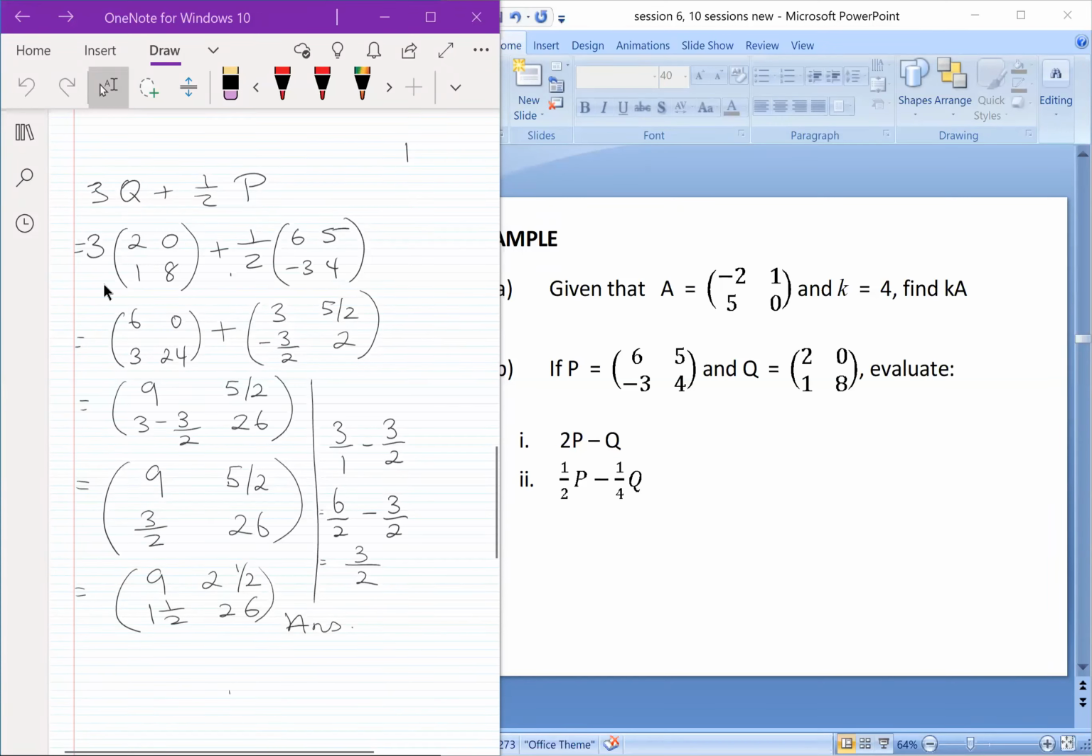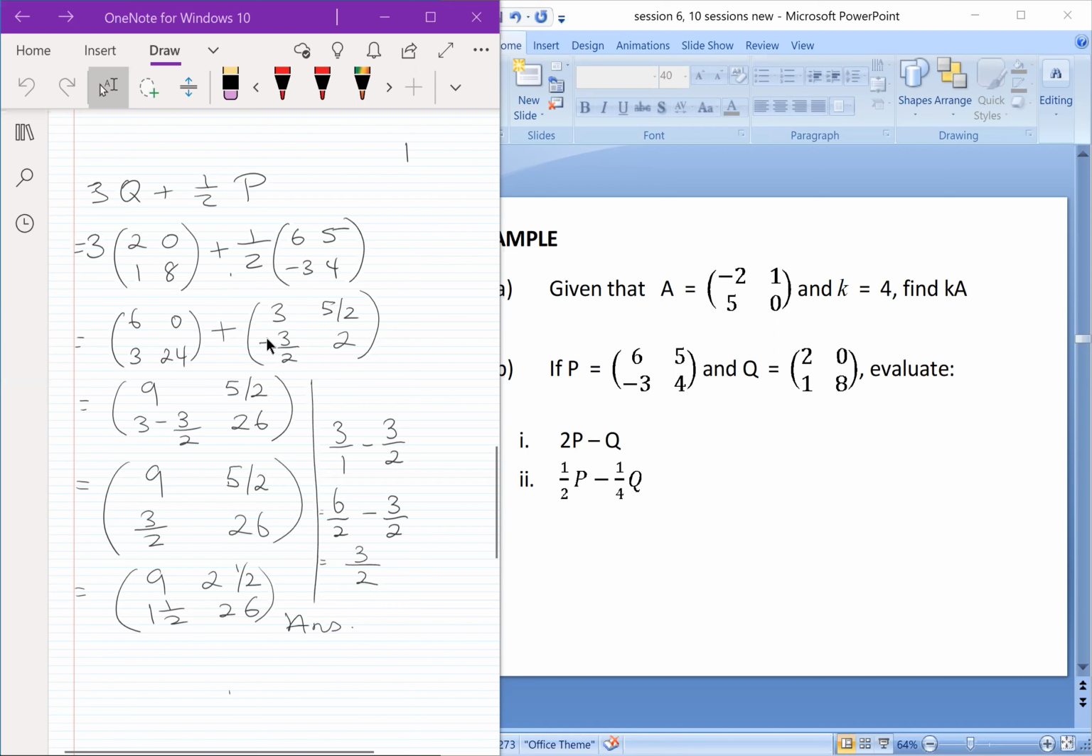So you always do that. Make sure you transfer it correctly from your script to your paper or wherever you're doing your calculation. Then we multiply the 3 by every element. So 3 by 2 is 6, 3 by 0 is 0, 3 by 1 is 3, 3 by 8 is 24. Then I'm going to add a half times 6 is 3, a half times 5 is 5 over 2, a half times minus 3 is minus 3 over 2, a half times 4 is 2.